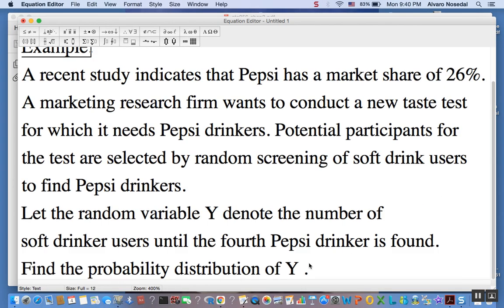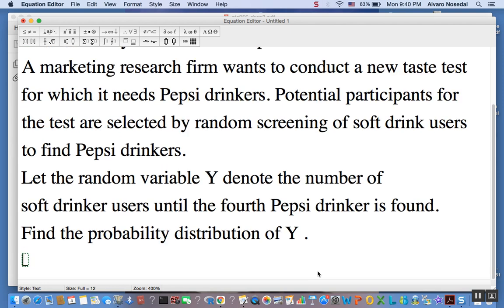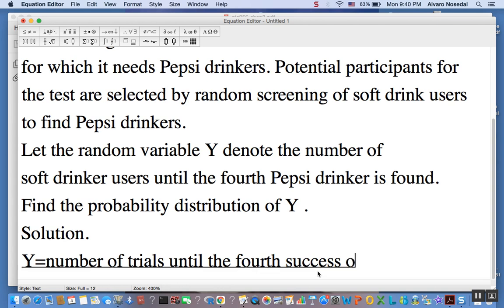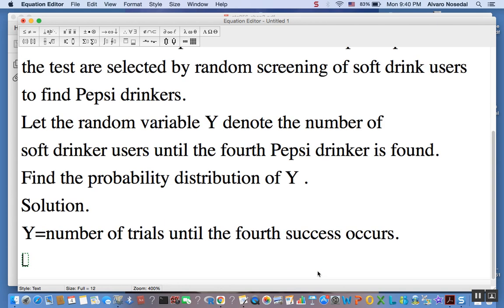Let me remind us about the new random variable, how it's defined. It's the number of trials until the fourth success occurs. So we want the probability distribution of Y.